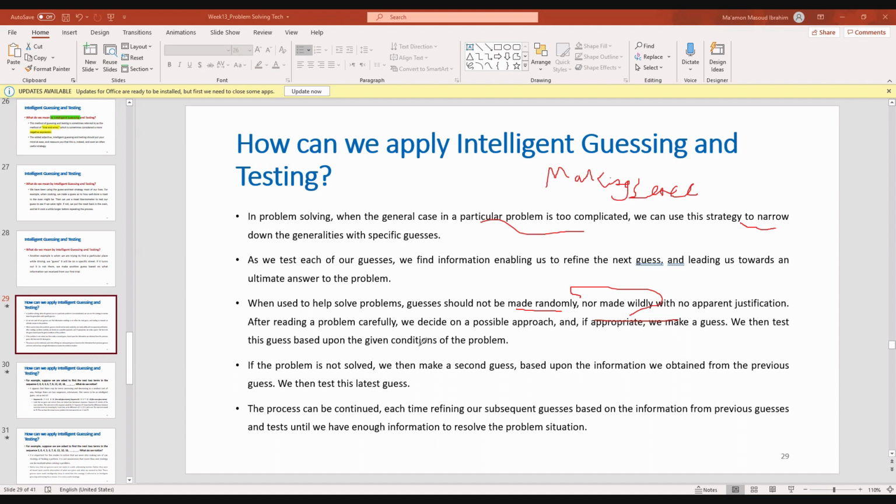And if the problem is not solved, you should make a second guess and a third guess and so on. But the most important thing in this slide is that your guesses should make sense and be randomly but widely selected. It's okay to be random, but it should be wide, with wisdom.